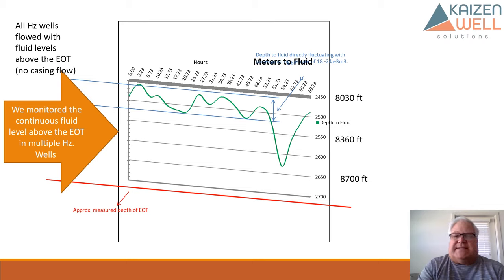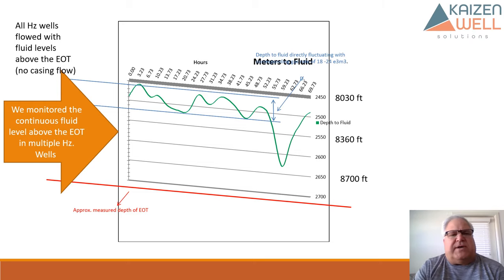Another interesting thing that we have found is that the liquid column, or liquid level, in a horizontal well is typically above the end of tubing. So here's an example. This would be where your end of tubing would be. And we did this over a large number of wells where we did continuous fluid level monitoring using an echo meter type device. This is very similar between all the wells, where you would see this liquid sitting 300, 400, 500 feet, or a couple hundred meters, above the end of tubing.